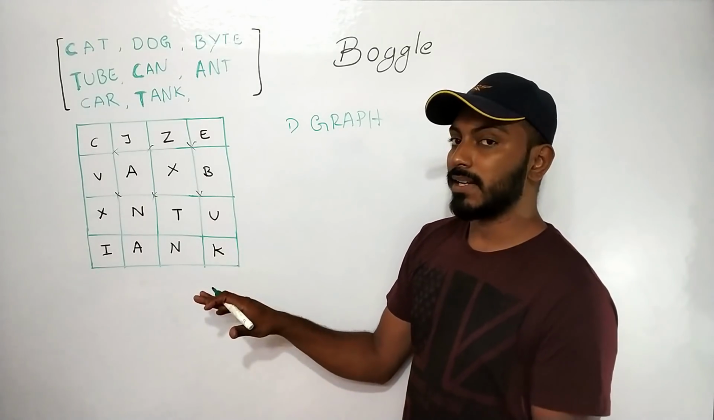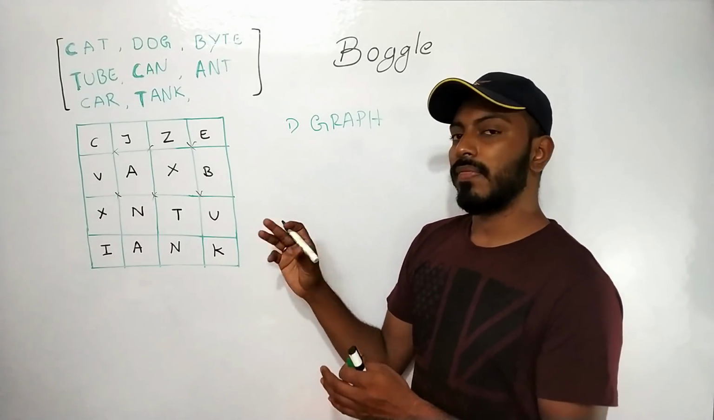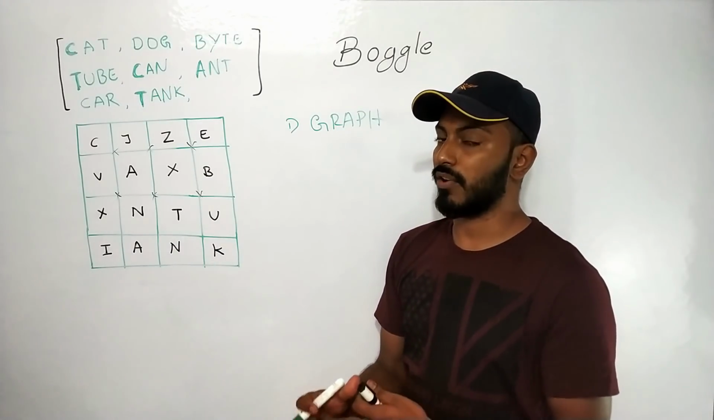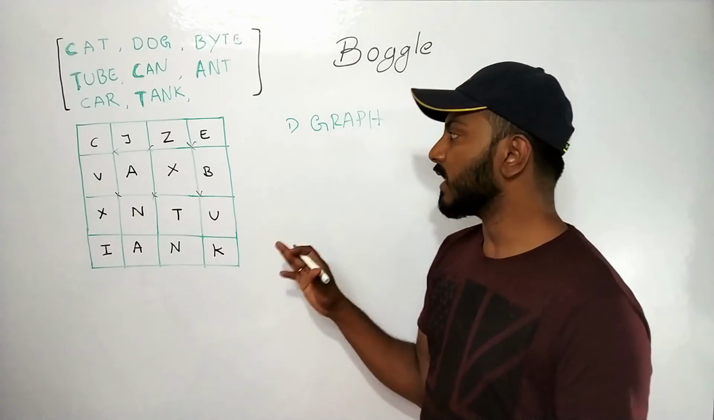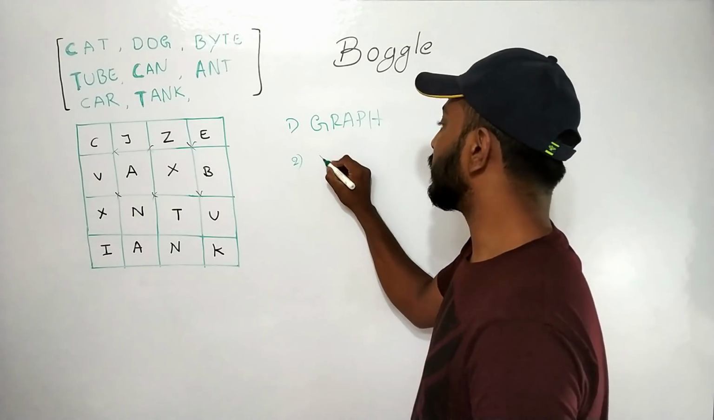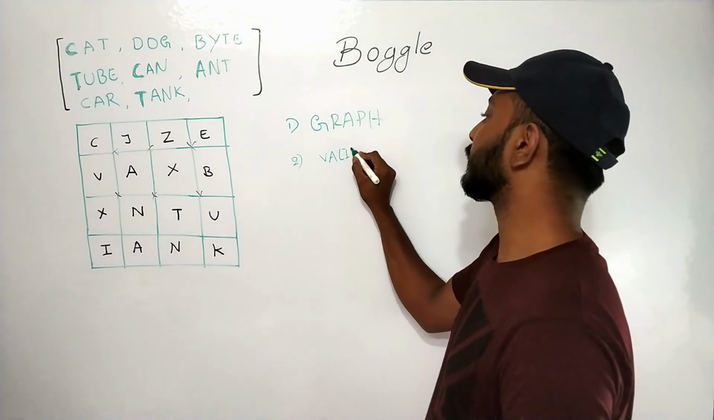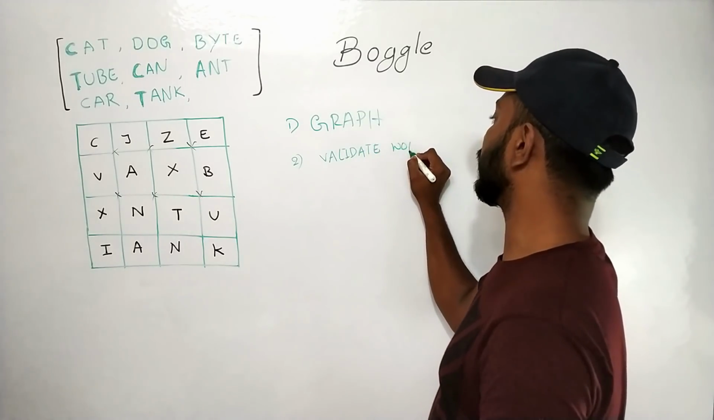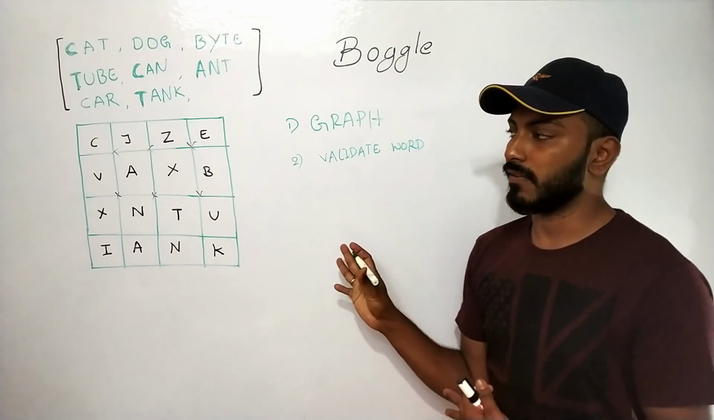We need to somehow traverse through this matrix and find all the different combinations of words, and then we need to validate whether these combinations are valid words in the English dictionary or not. That means the second problem is validating the word. How can we validate a word?